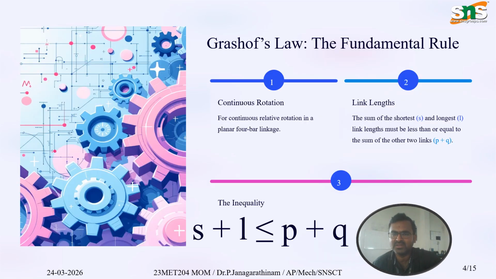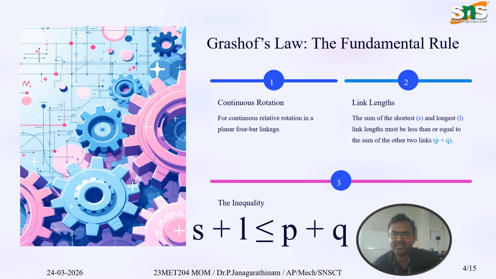So Grashof's law, the basic fundamental rule, is used for continuous rotations, that is, continuous relative rotation in a planar four-bar linkage. Here we have to consider the sum of the shortest link, denoted as S, and the longest link, denoted as L, which must be less than or equal to the sum of the other two links, denoted as P plus Q. So the inequality is checked by using Grashof's law: S plus L less than or equal to P plus Q.